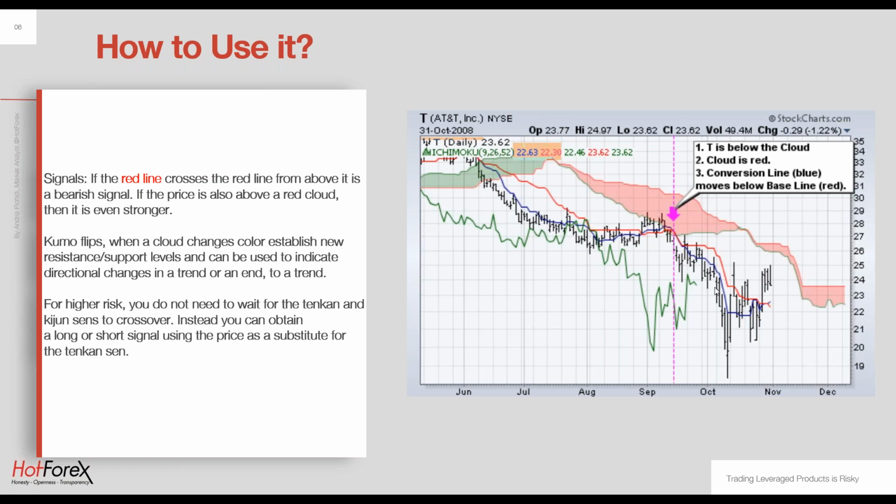So have in mind that if blue is below the red and at the same time the price is below a red cloud, that's a strong bearish signal.